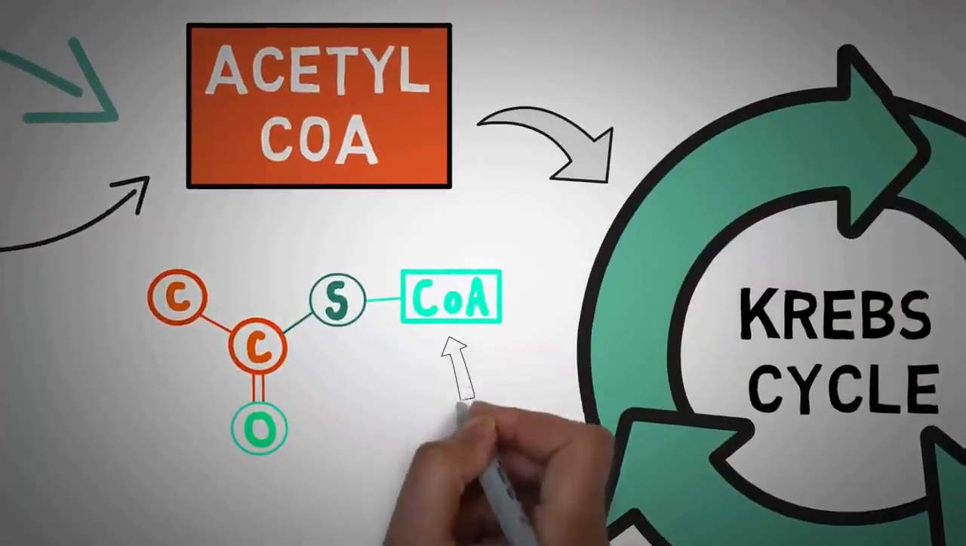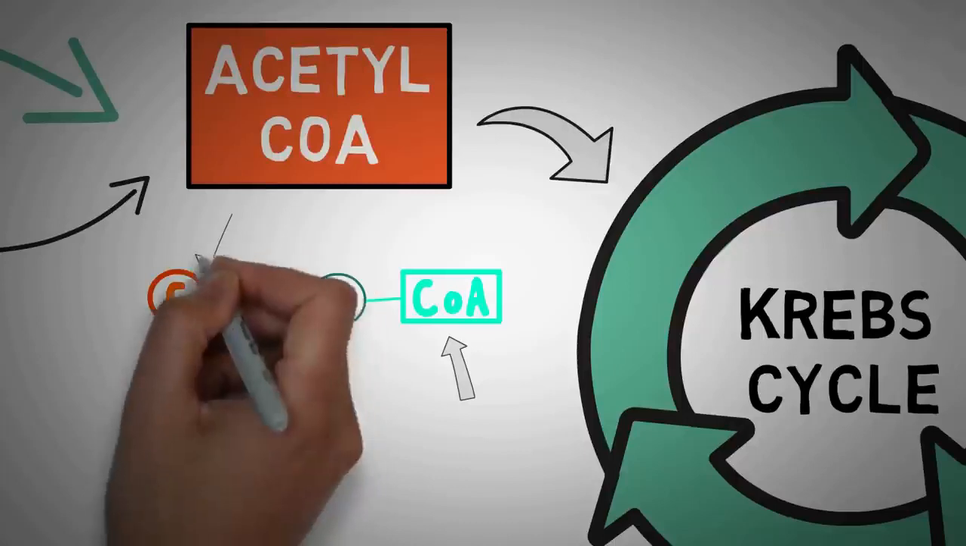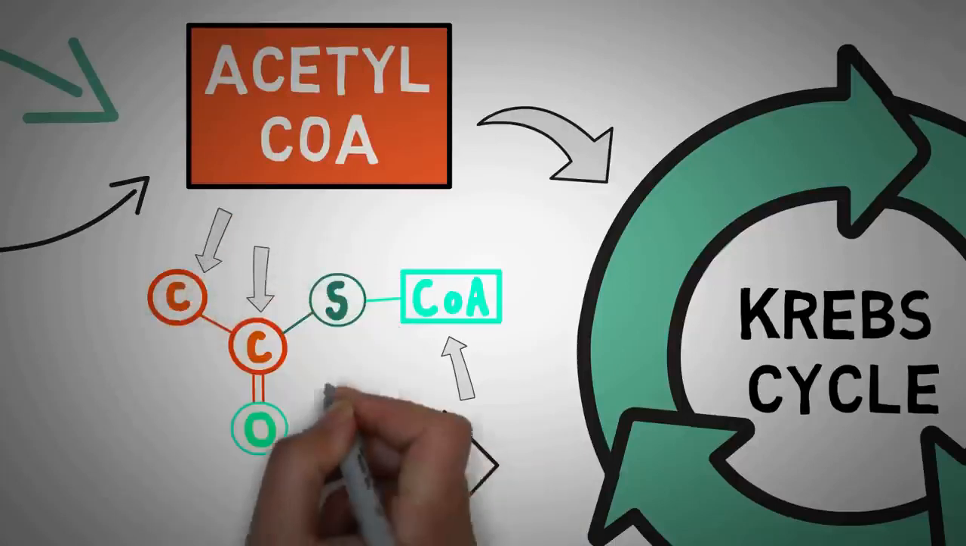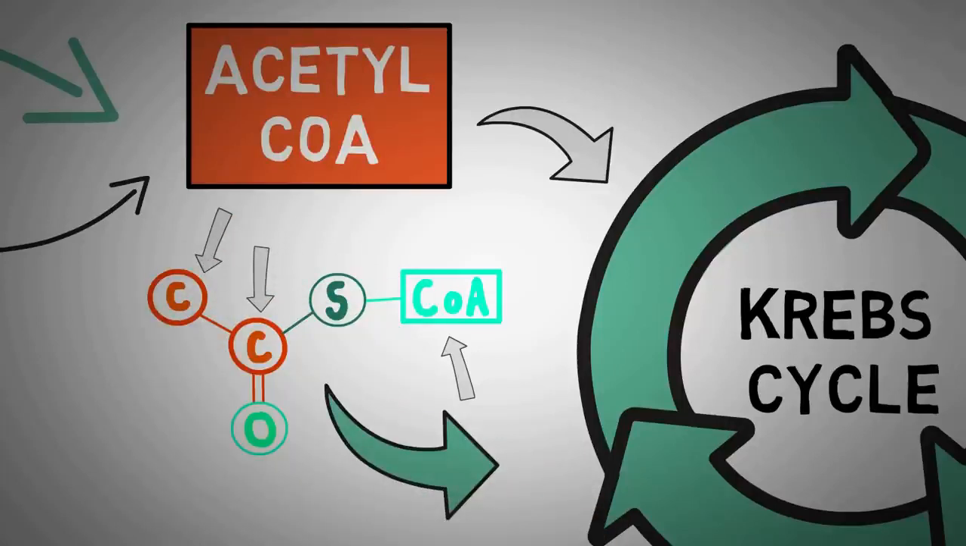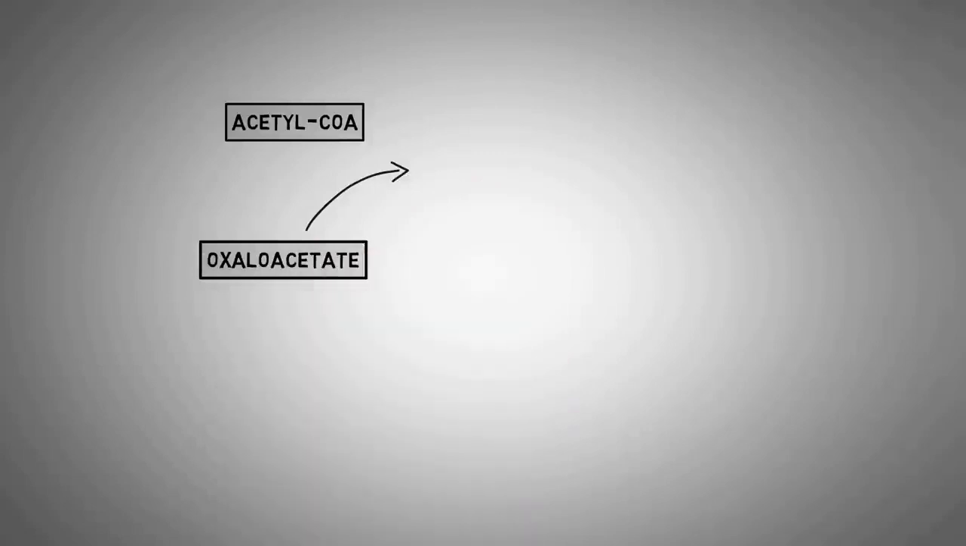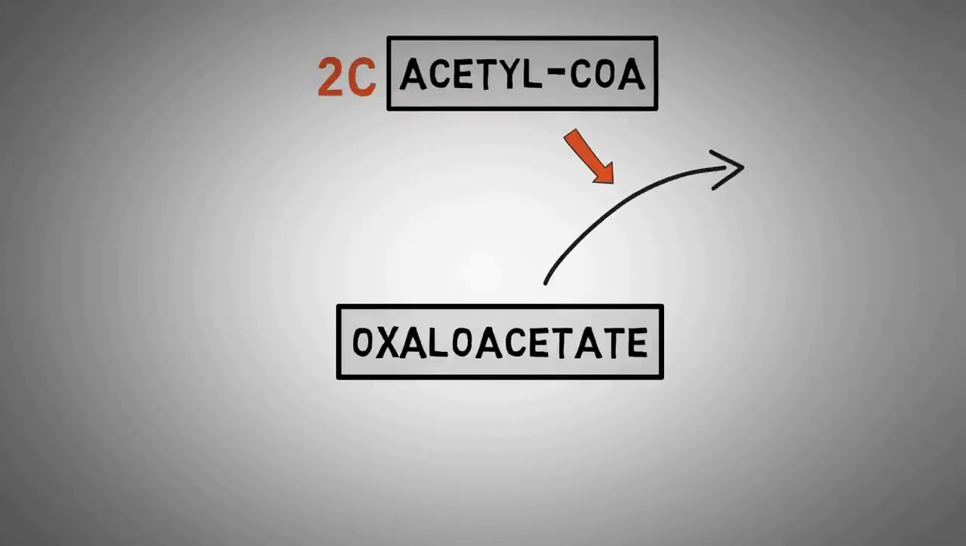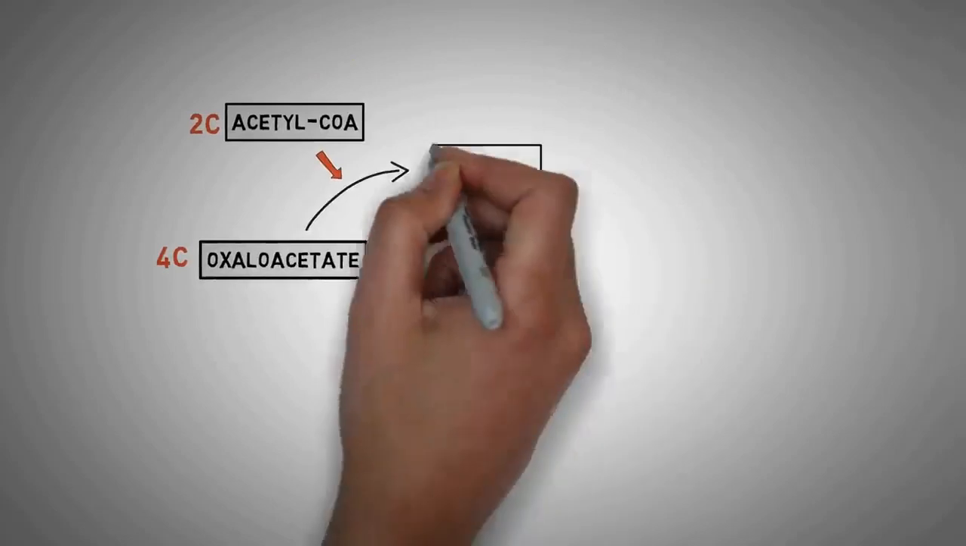In this molecule, the coenzyme A, the part which is derived from vitamin B5, acts just like a carrier which transfers the 2 carbons attached to it to the Krebs cycle. So the first step of the Krebs cycle is the combination of acetyl-CoA with oxaloacetate. Like I told you, acetyl-CoA is a 2-carbon compound, and this 2-carbon compound combines with oxaloacetate, which has 4 carbons.